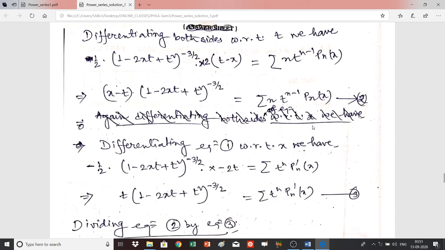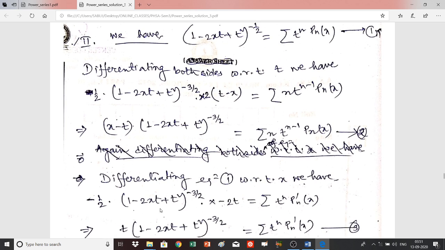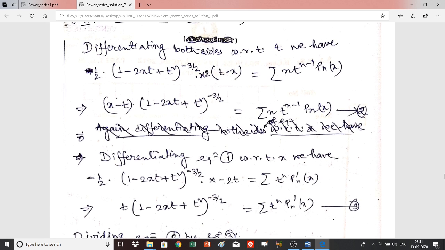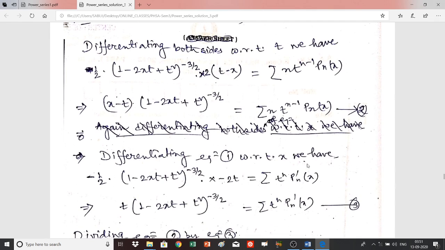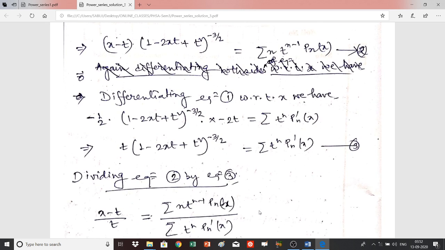So differentiating once again equation number 1, which I have written as equation number 1, with respect to x, what we will have is minus half 1 minus 2xt plus t square to the minus 3 by 2 into minus 2t, that is equal to the sum of t to the power n pn prime x. So from here, after doing simplification, t into 1 minus 2xt plus t square to the minus 3 by 2, that is equal to the sum of t to the power n pn prime x. I have written it as equation number 3.